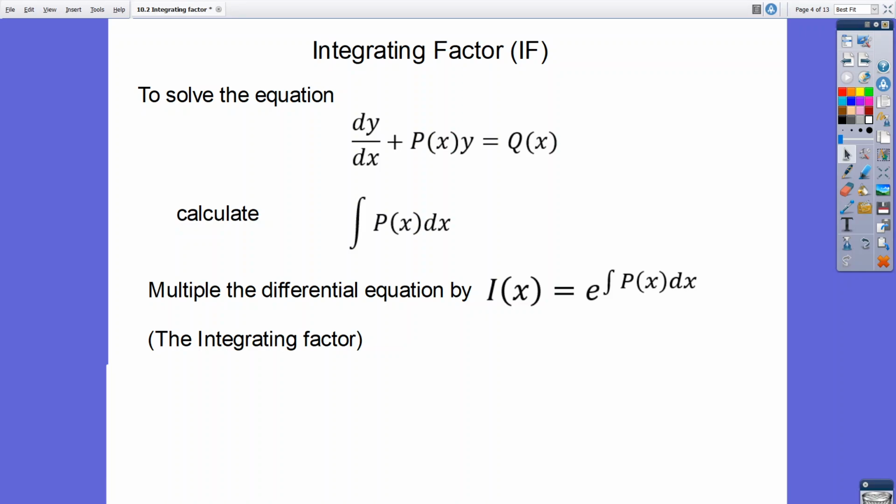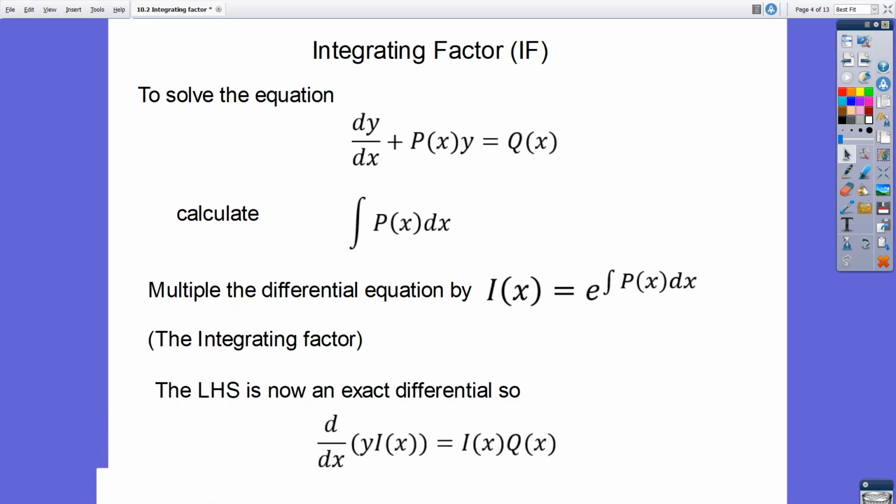Unlike other integrations, though, we do not want the plus c in this case. That would just add a constant multiple e to the power c throughout the equation when we use it, because what we do with the integrating factor is, having multiplied by it, we get an exact differential. It looks a bit awkward, and so it's much better to see what's actually going on with an example.